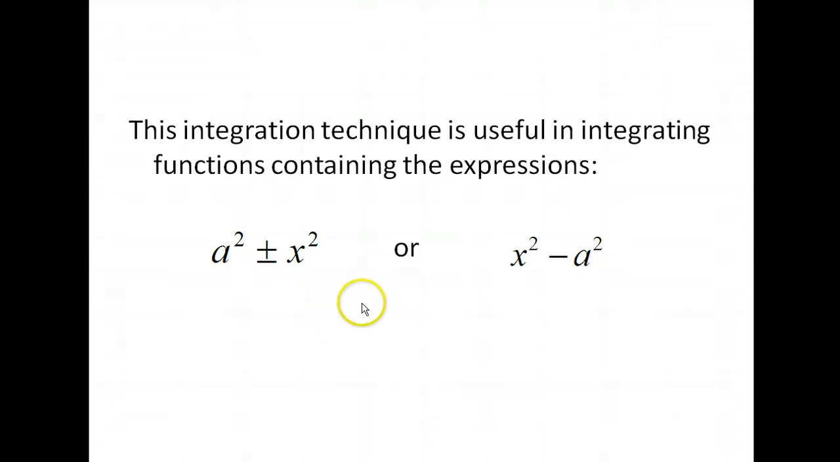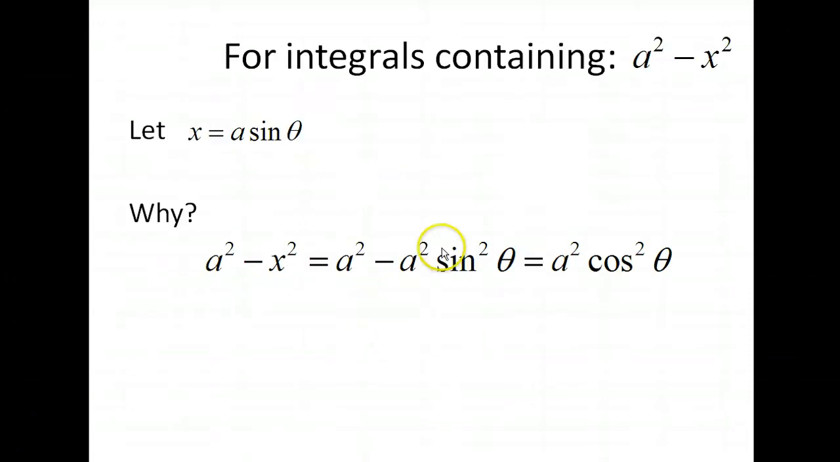But let's check out what happens first in one of these three situations and what kind of substitution we'll make. Let's first consider when we are looking at a squared minus x squared. If we have this kind of an expression in our integrand, and we aren't able to do a u substitution or an integration by parts or something like that, it may be beneficial to do the following substitution. Let's let x equal a sine theta, and let's see why that might be a good choice. It simplifies this expression significantly.